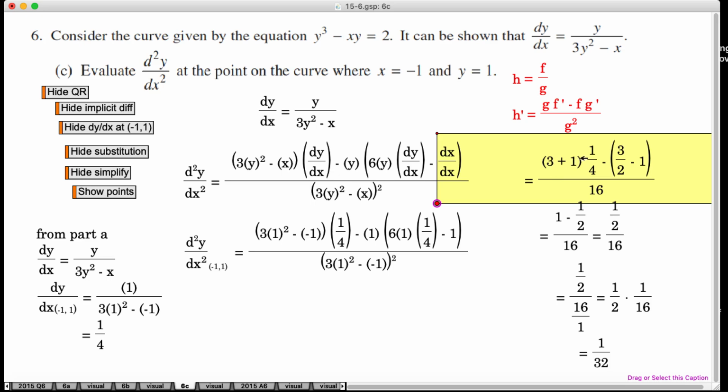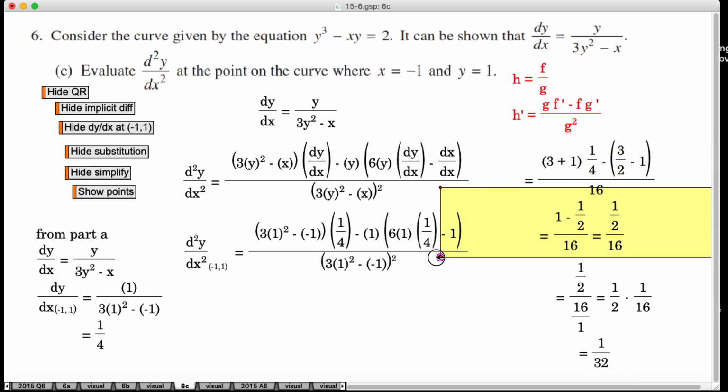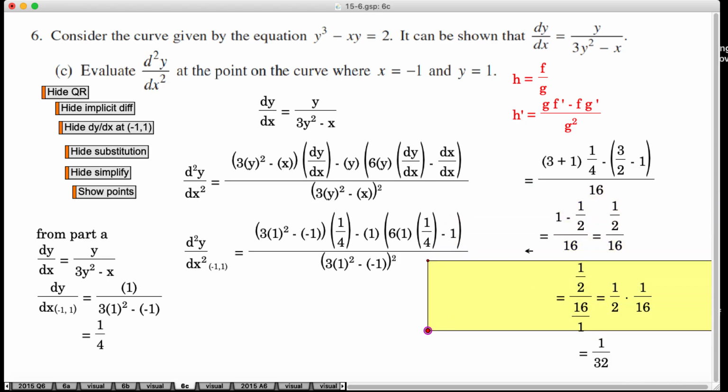So this is going to be 4 times a quarter, which is 1, minus, this is 3 halves minus 1, which is 1/2. So now I have over 16, and 1 minus a half is a half over 16. Now I'm just rewriting this because people often make a mistake on this also. This is a half divided by 16, which is the same as 16 over 1.